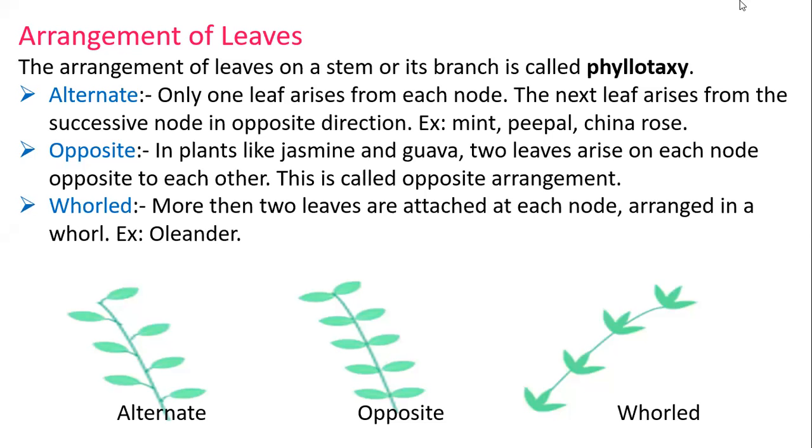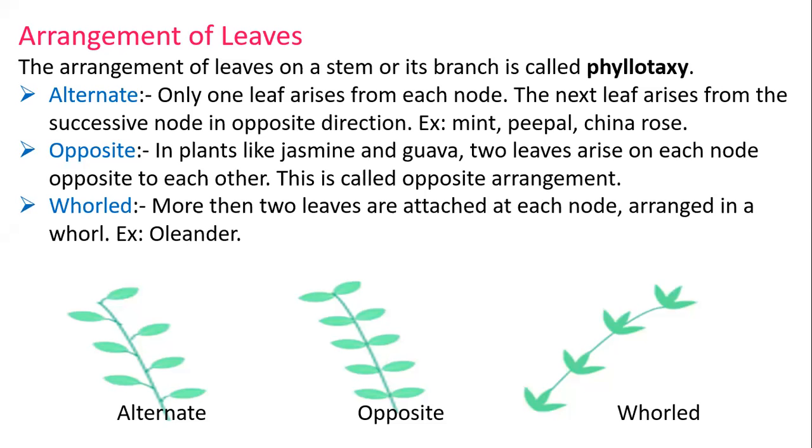The arrangement of leaves on a stem or its branch is called phyllotaxy. There are three types of arrangement of leaves. Alternate: only one leaf arises from each node. The next leaf arises from the successive node in the opposite direction. Example: mint, peepal, china rose.